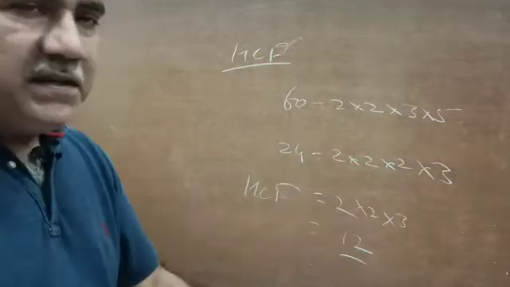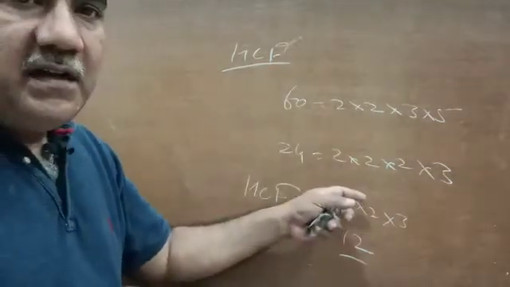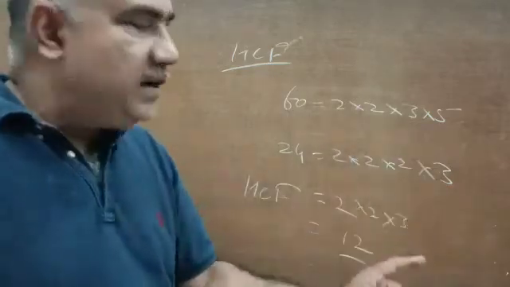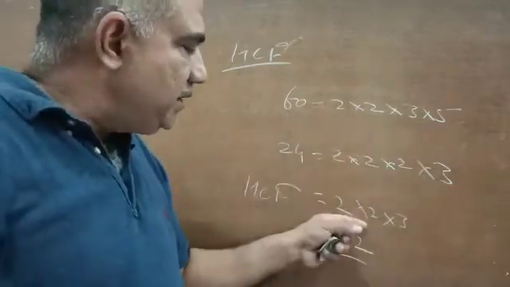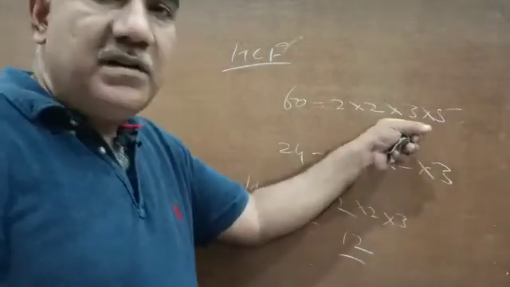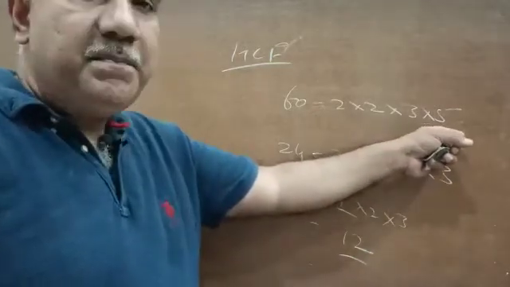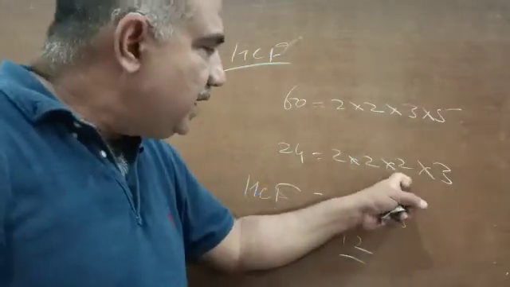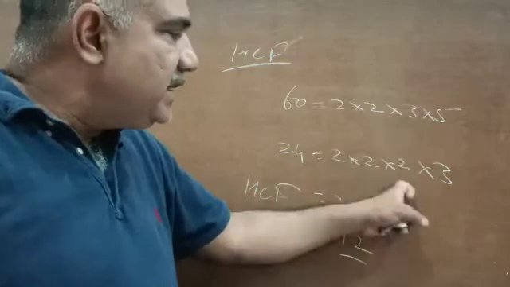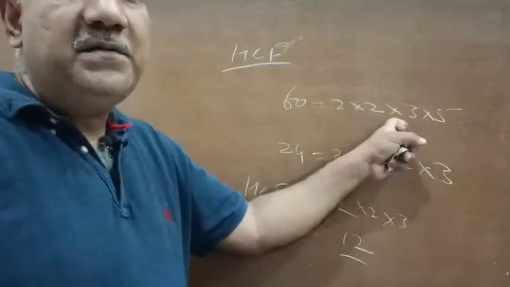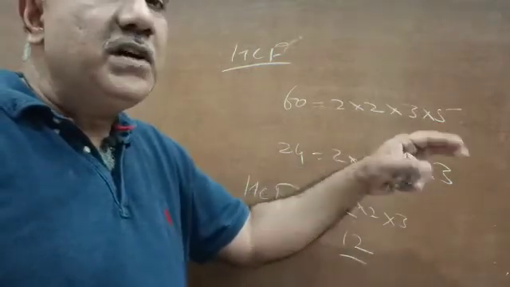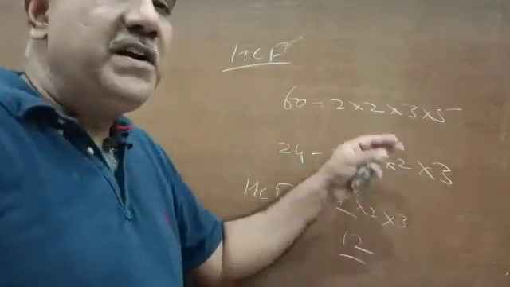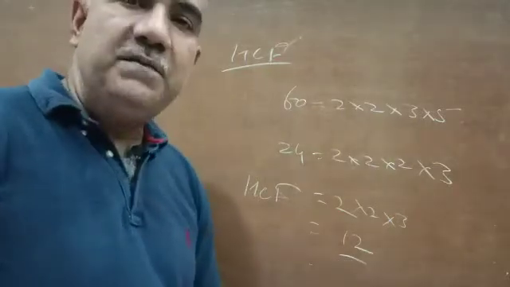See, the very simple thing: take all the common factors. The factors that are not common are not to be taken. 2 was common twice, so 2 has been taken twice. 3 was common once, so 3 has been taken once. 5 is a prime factor of 60 alone, not in the prime factorization of 24, so not taken. And the third time you could not include 2, because in the prime factorization of 60, 2 occurred twice, whereas in the prime factorization of 24, 2 occurred thrice. So you cannot take it 3 times, you can take it 2 times. With this you arrive at the highest common factor.